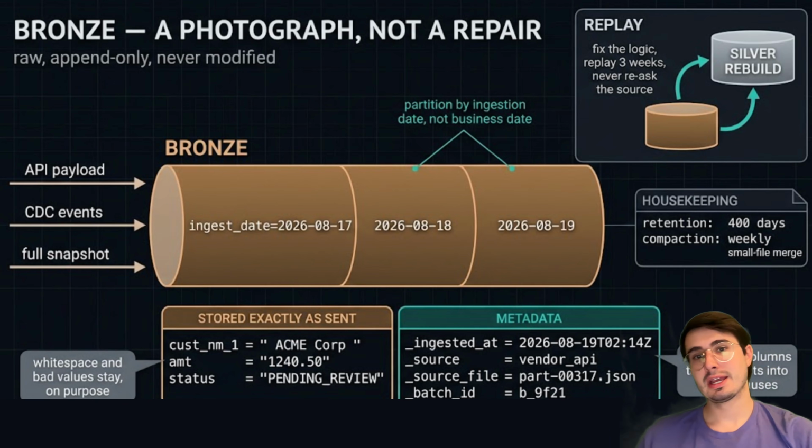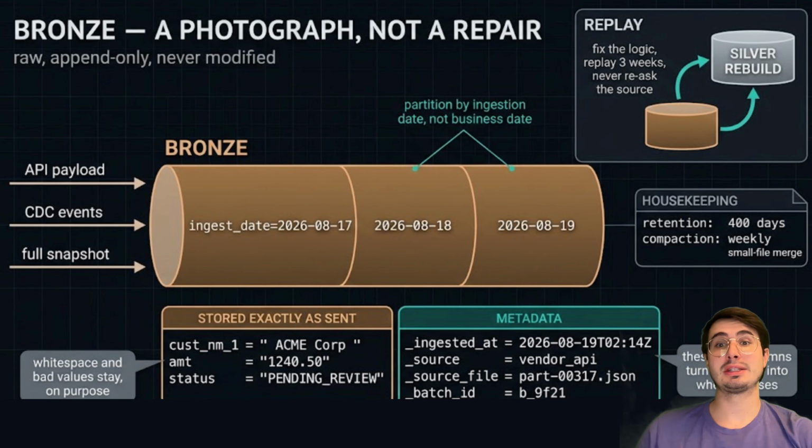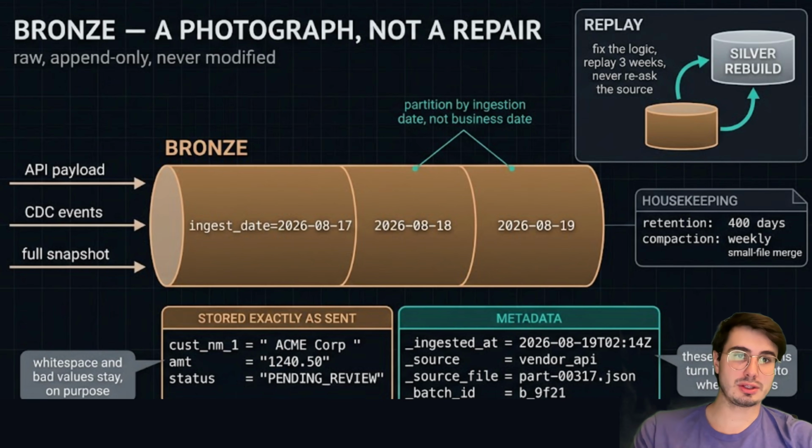And then another question that you'll hear a lot is, does bronze mean you're keeping every version of every row forever? Not necessarily, but it normally means keeping every event you received. So if your source is a CDC stream, bronze holds the change events. If your source is a nightly full snapshot, bronze holds every snapshot as its own partition. Either way, the raw record of what arrived is what you're preserving.